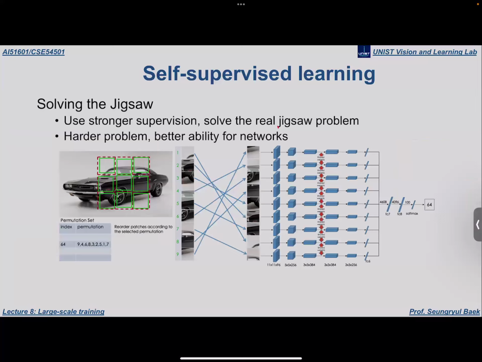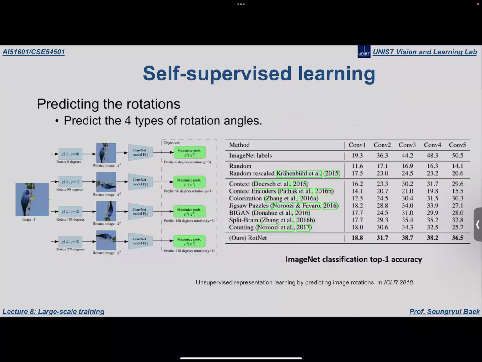Okay, and this is the method for that. If we use all the combinations of the jigsaw puzzle, that would be this number of cases, so it's too large a space. So here they only use 100 cases among all the possible cases and formulate it as a classification task. That's what happened in this paper. And compared to jigsaw puzzling, this rotation net that predicts the rotation angles of the rotated image provides better supervisory signals.